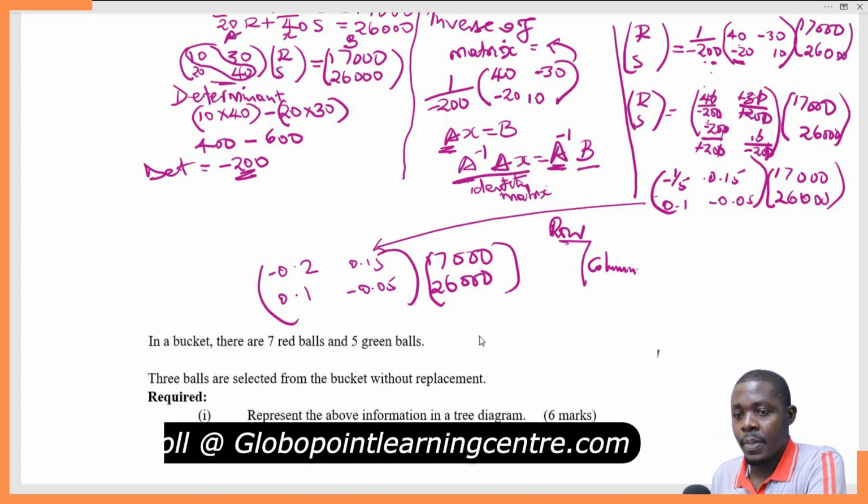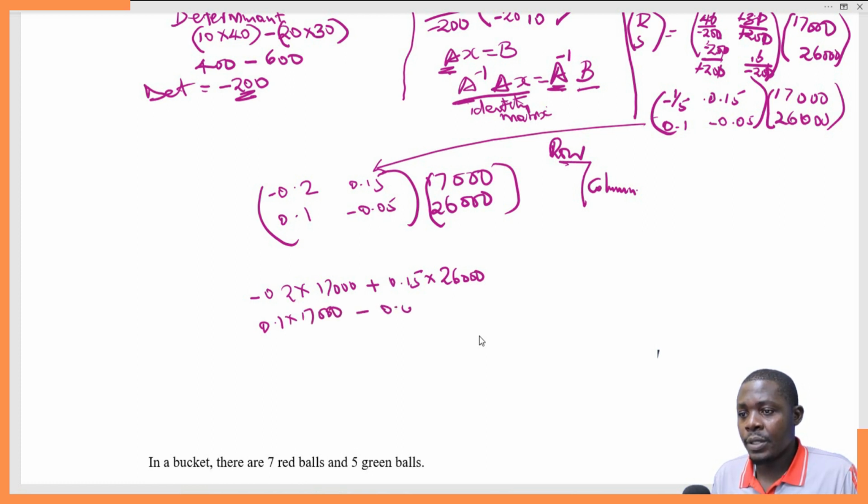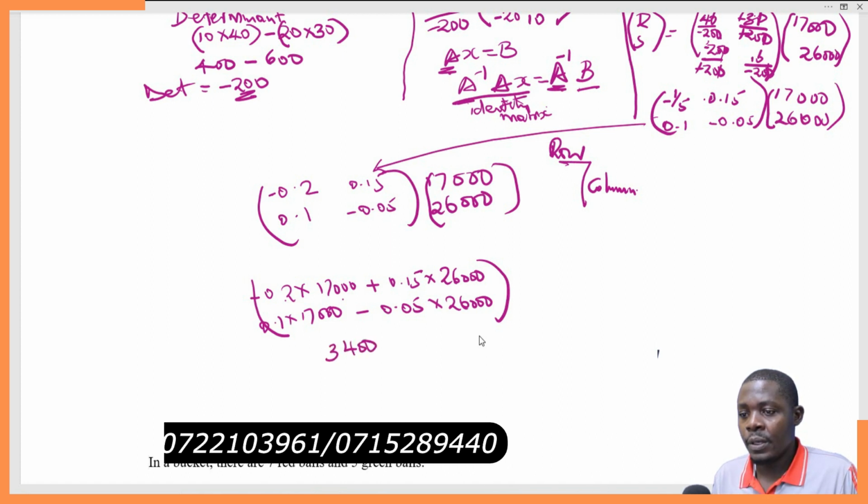Now we are going to take some minutes. In this case, we'll have negative 0.2 multiplied by 17,000 plus 0.15 multiplied by 26,000. Then again, here we have 0.1, we multiply by 17, minus 0.05, multiply by 26. When you take this, multiply by this, you get 3,400, that is negative.